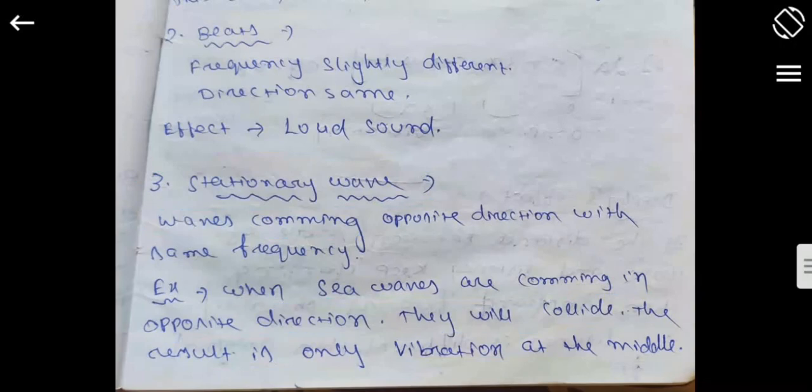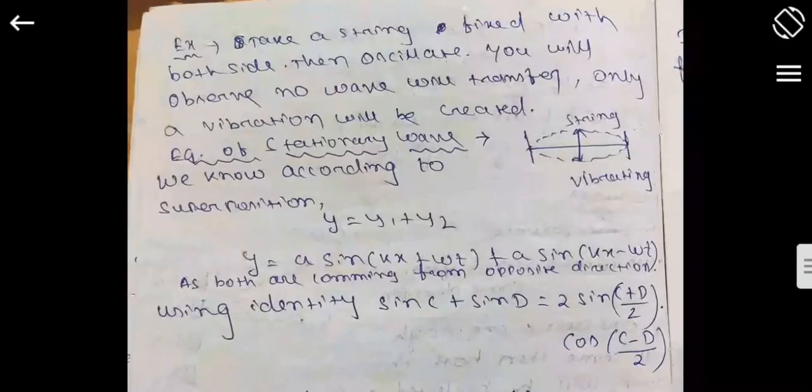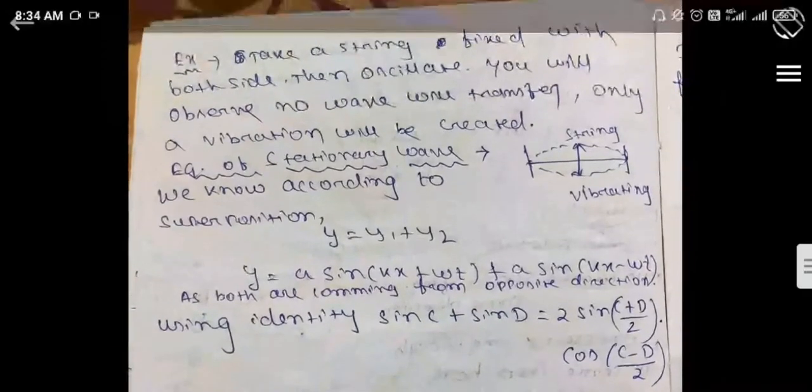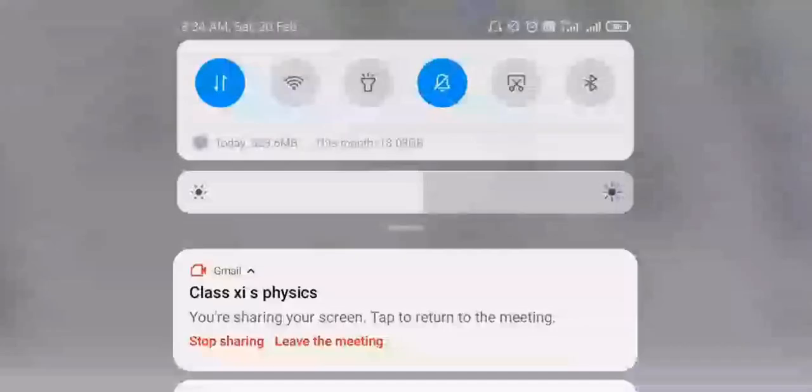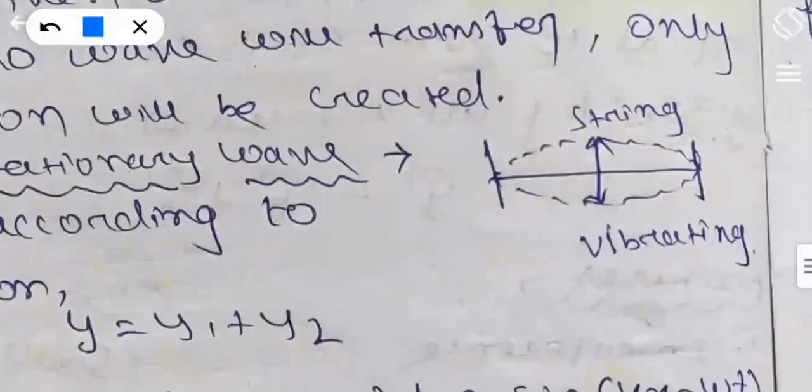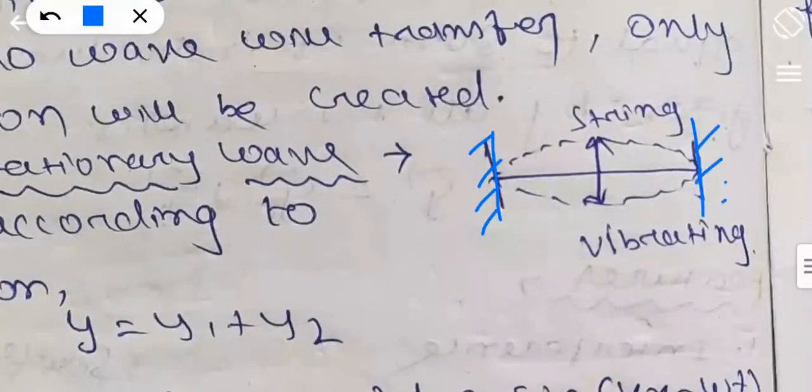You can do it in an artificial manner also. Take a string and fix it on both sides, like this. This is a string, and this is a rigid surface on both sides. Attach a flexible wire here and pluck it at the middle. Pluck means just disturb it at the middle, pull it down, and then leave it.